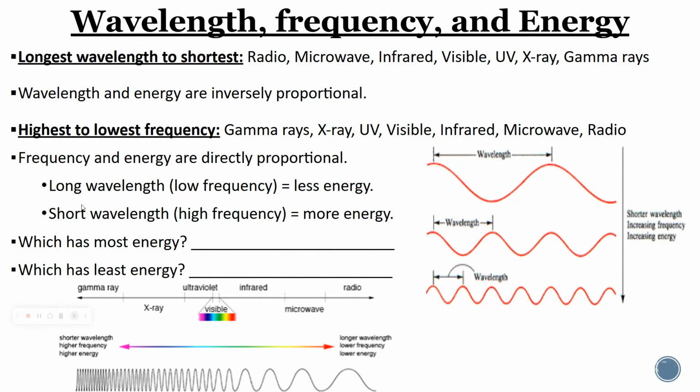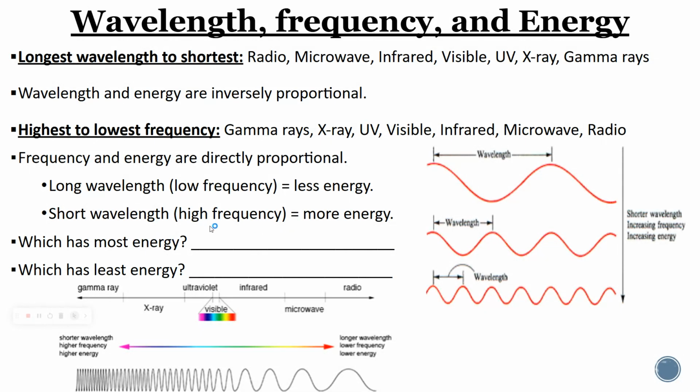The best way to memorize this is to choose one of the ways to look at it. For example, look at it in terms of wavelength. If you remember that long wavelength has low energy, then short wavelength has high energy. So just remember one way rather than both ways. And then you can connect the wavelength to the frequency.